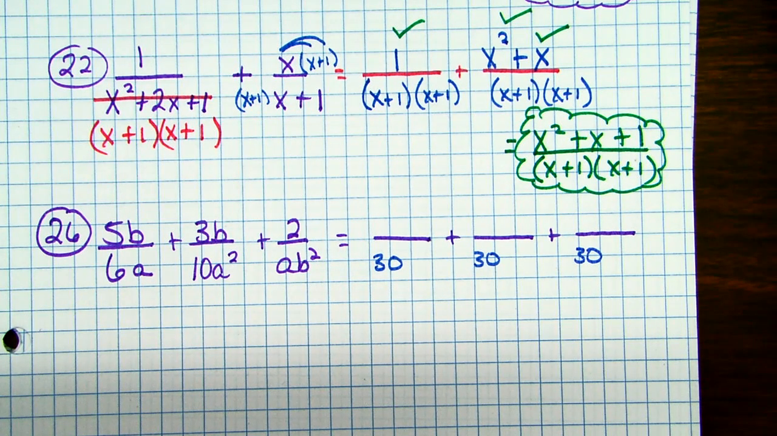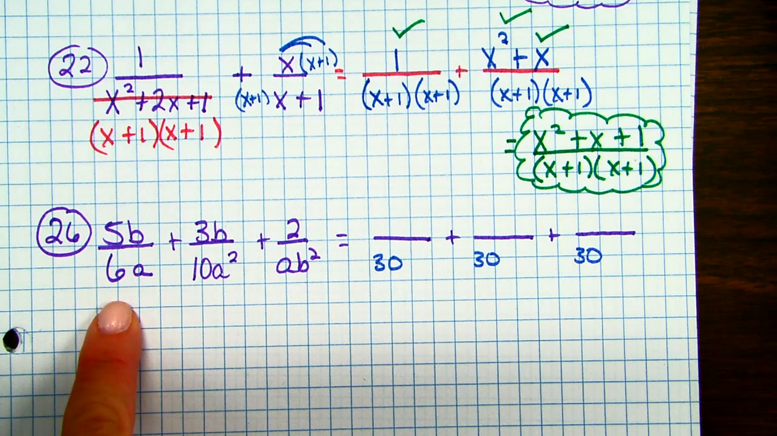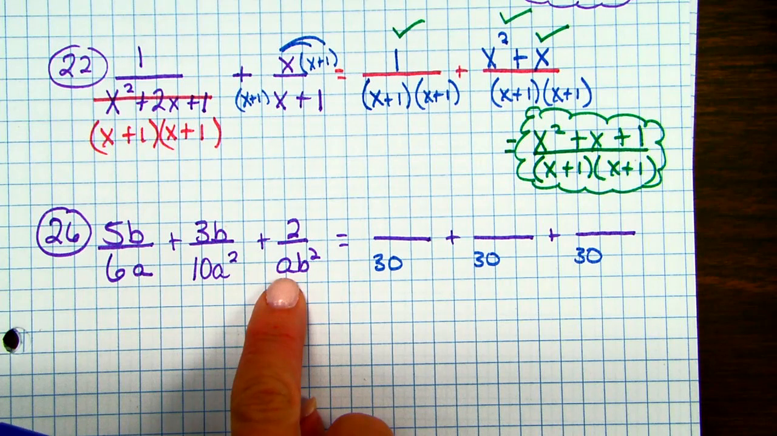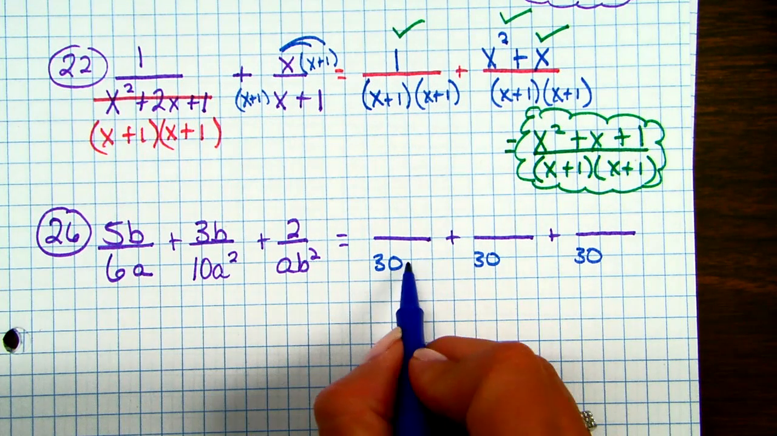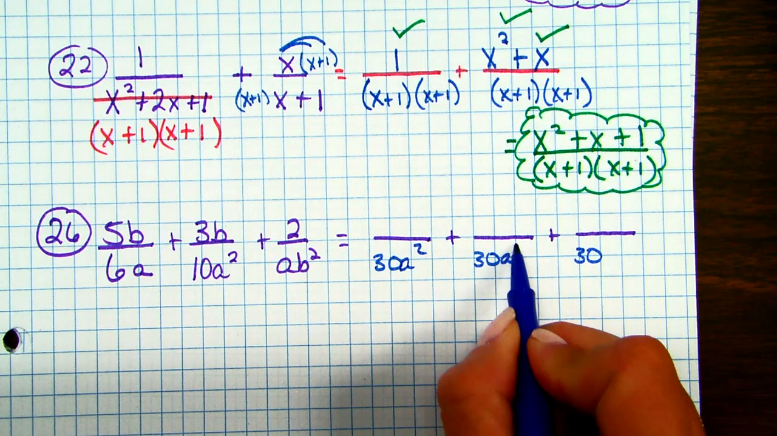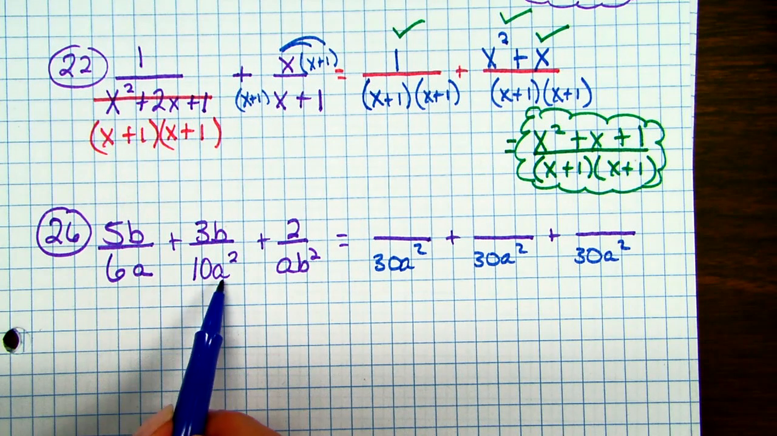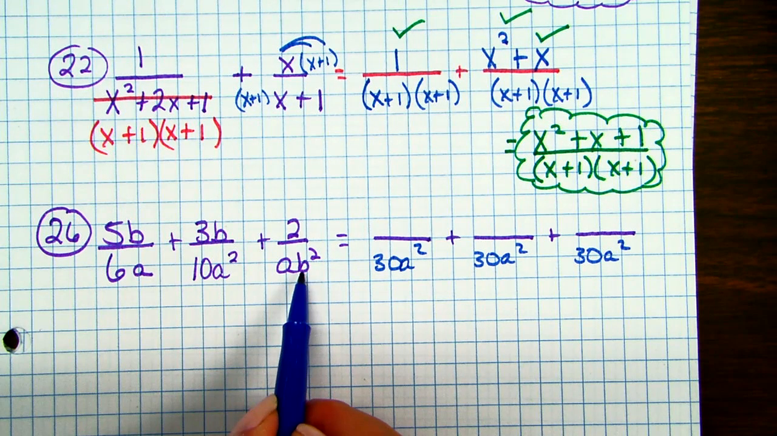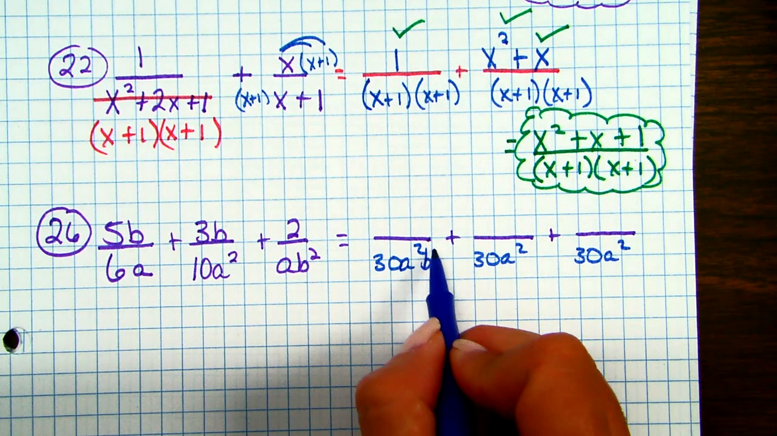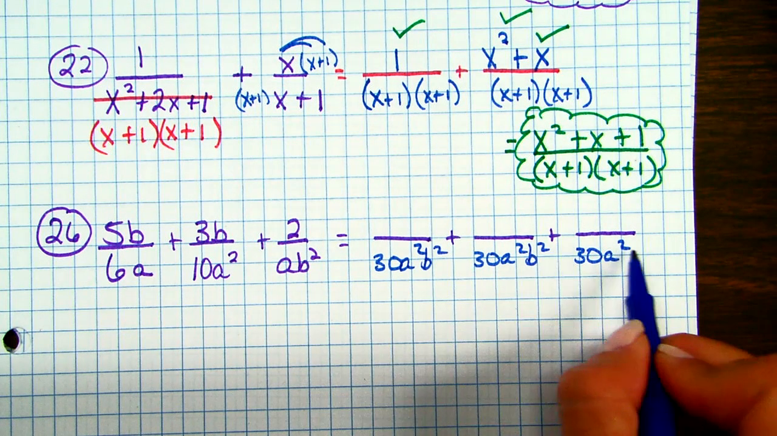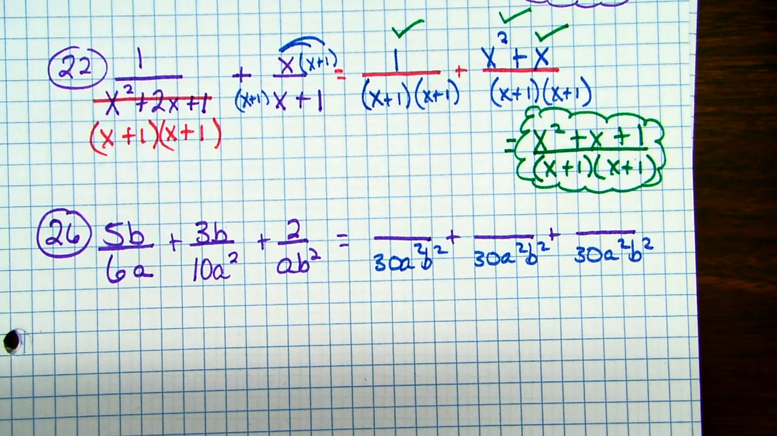Now our letters. 1 A, 2 A's, 1 A. The biggest number was 2. No B, no B, 2 B's. How many? 2. And now we just figure out what each denominator is missing and multiply the numerator by that.